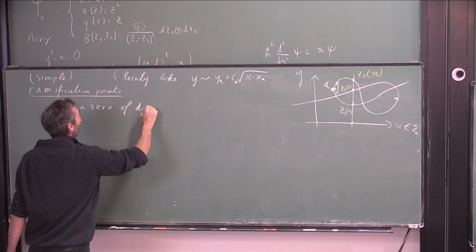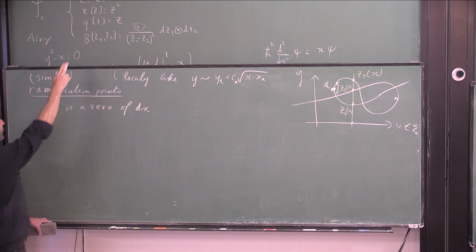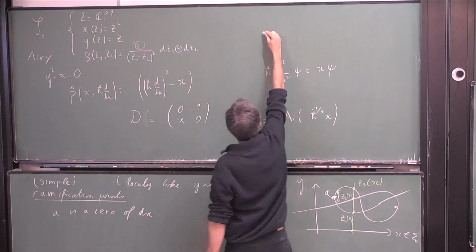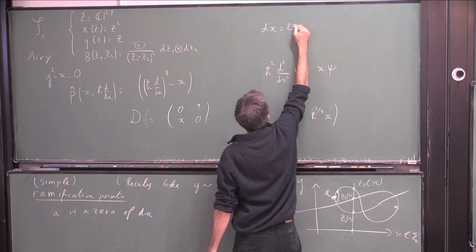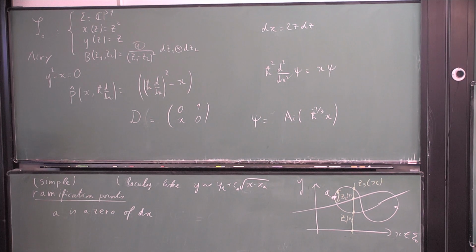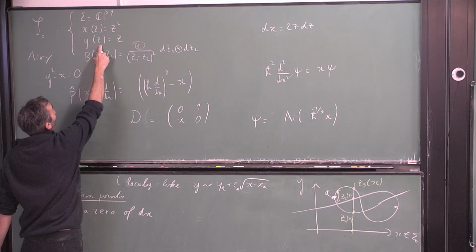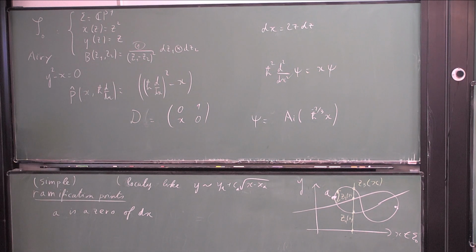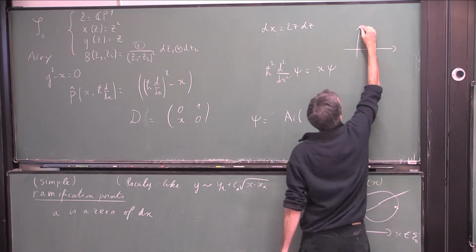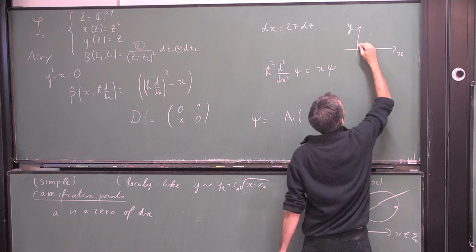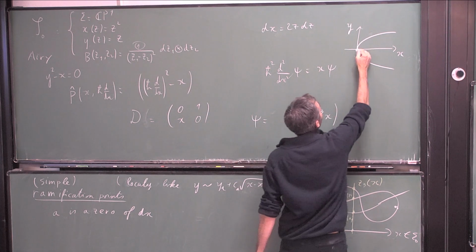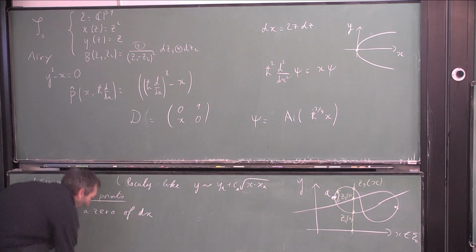First, a is a zero of the differential dx. Just take this example: for my example for Airy, x was z squared, so dx is 2z dz. It vanishes at z equals 0. The ramification point is at z equals 0, and indeed at z equals 0, you have y equals square root of x. That's really the ramification point. And this curve is clearly the curve y equals square root of x, the pure square root, and the ramification point is at z equals 0, x equals 0, which is a zero of dx.